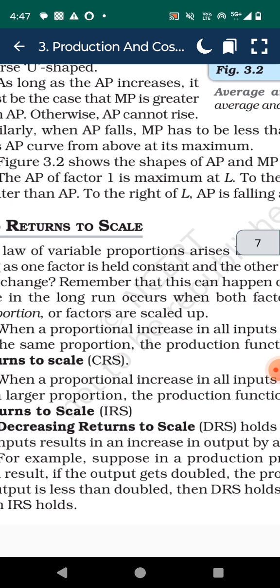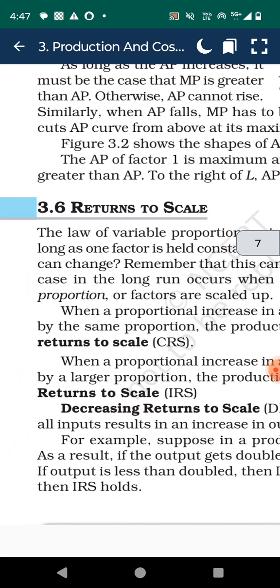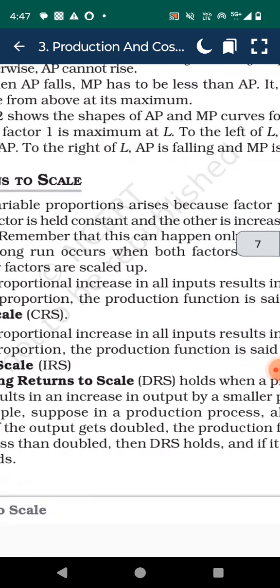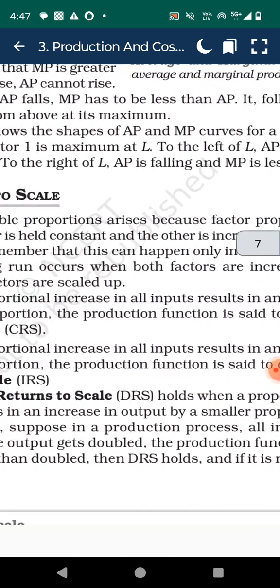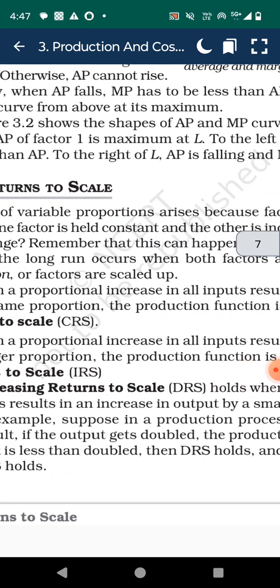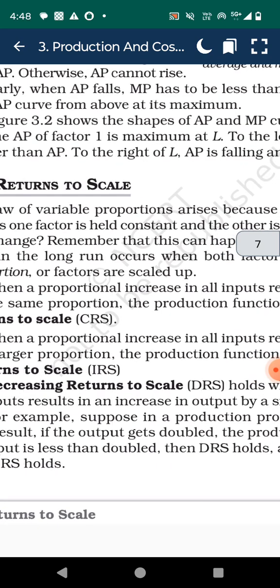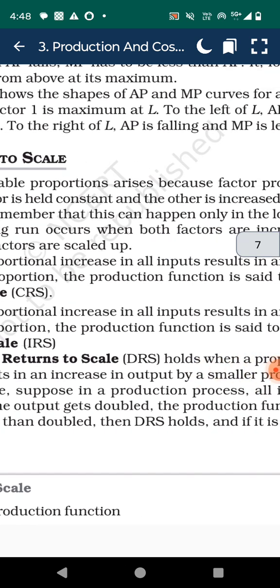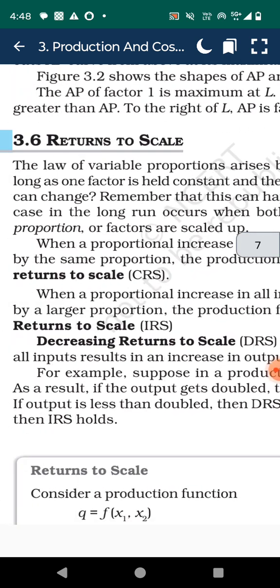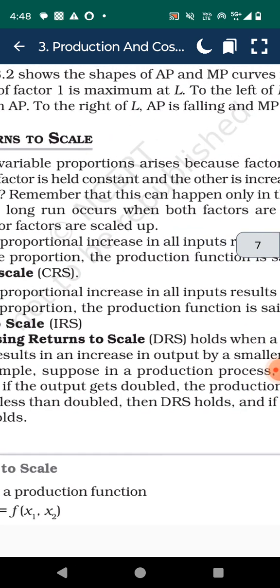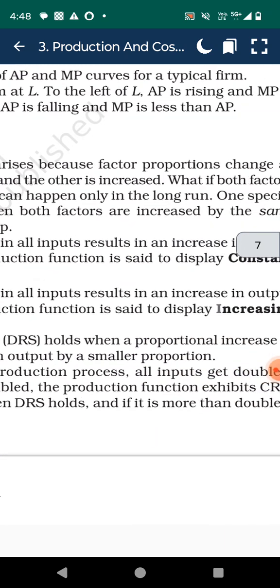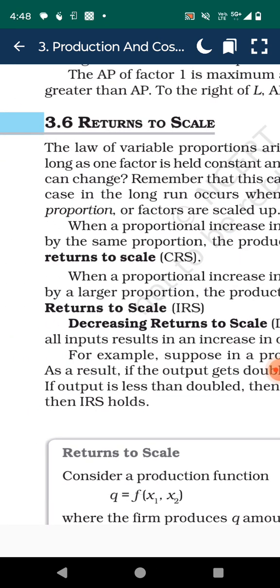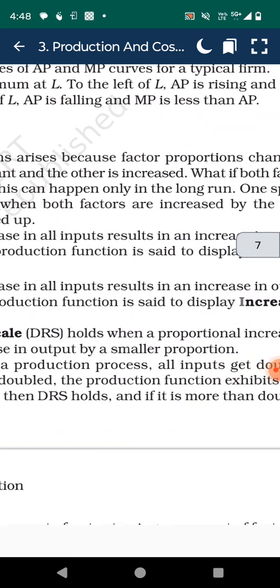So long as the AP increases, it must be the case that MP is greater than AP. Otherwise, the AP cannot rise. Similarly, when the AP falls, MP has to be less than AP. It follows that the MP cuts the AP curve from above at its maximum. The figure shows the shape of the AP and MP curves for a typical firm. The AP of factor 1 is maximum at L. To the left of L, AP is rising and the MP is greater than AP. To the right of L, the AP is falling and MP is less than AP.